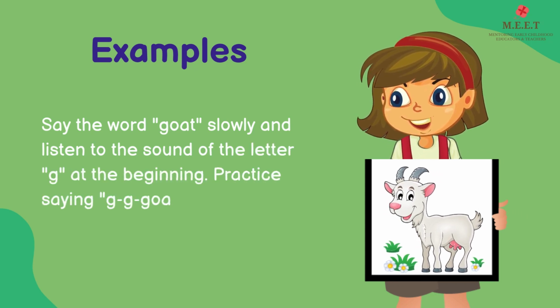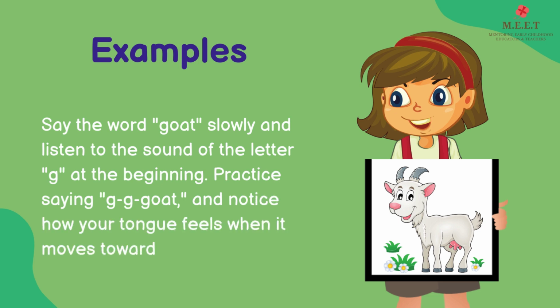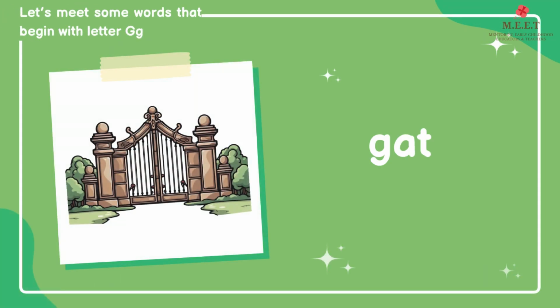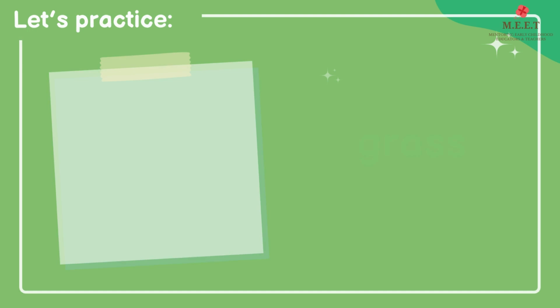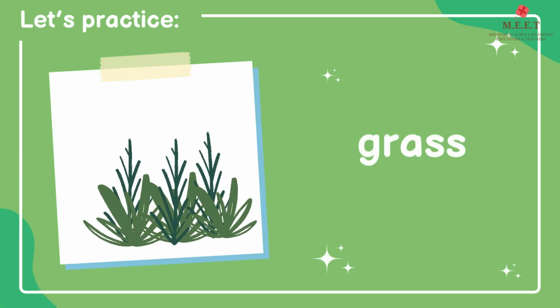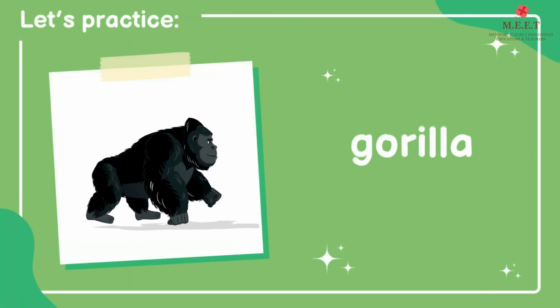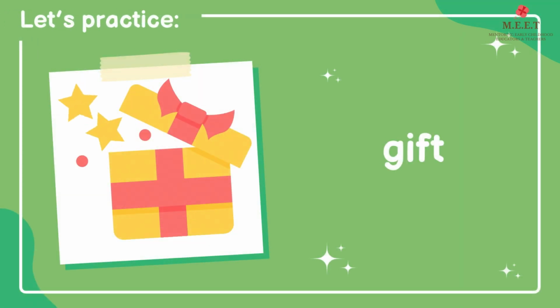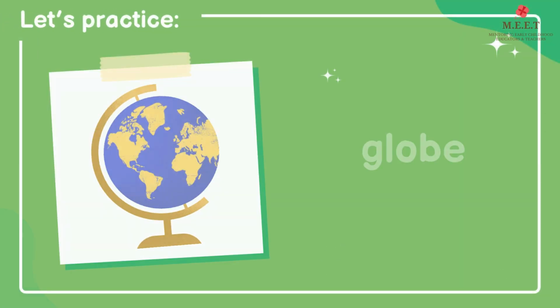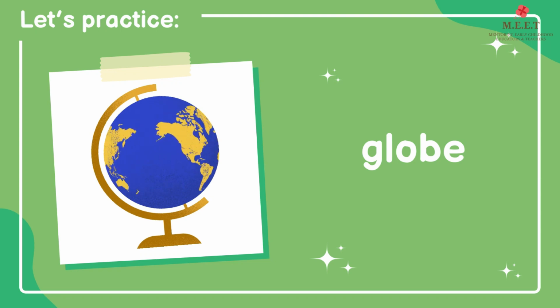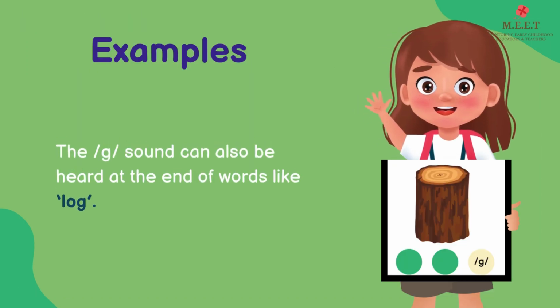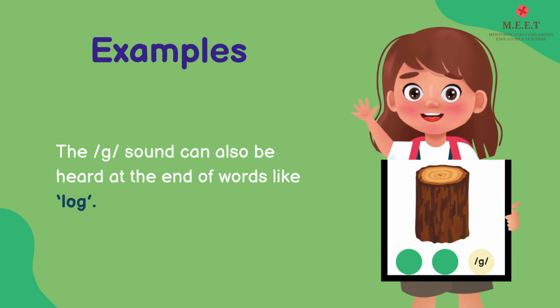Practice saying G, goat, and notice how your tongue feels when it moves towards the back of your mouth. Now, let's meet some words that begin with the letter G. G, gate. G, grass. G, gorilla. G, gift. G, globe. The G sound can also be heard at the end of words like log.